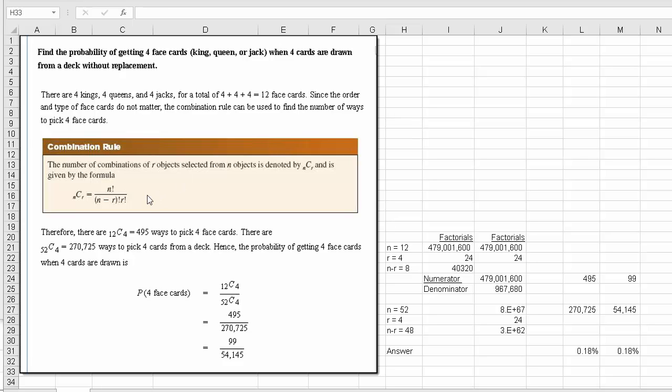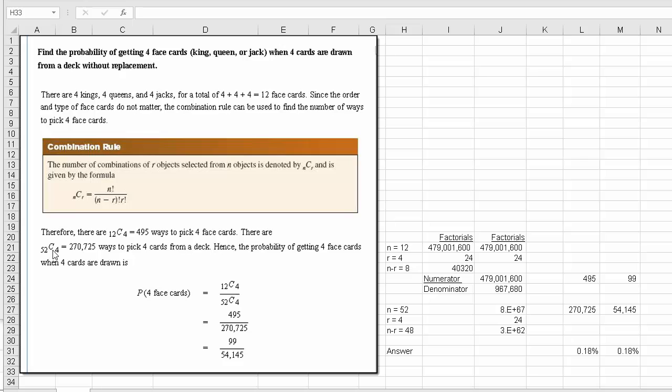Now, here's the combination rule. It says the number of combinations of r objects selected from n objects is denoted by nCr, little n, C, little r, and is given by the formula there. Now, what's important to understand is the C just means we're using the combination rule. It doesn't take on a value. Okay, so what they say is for 12C4, that comes up to be 495.